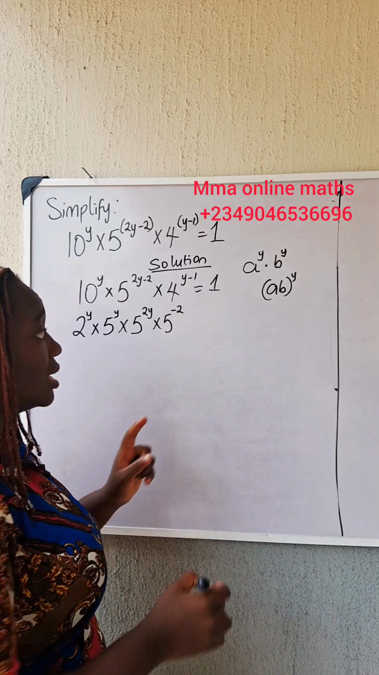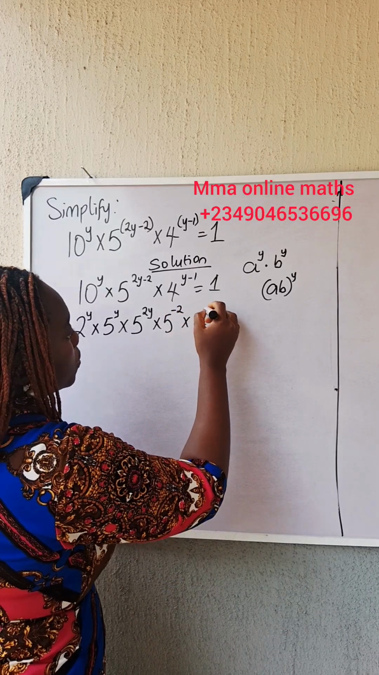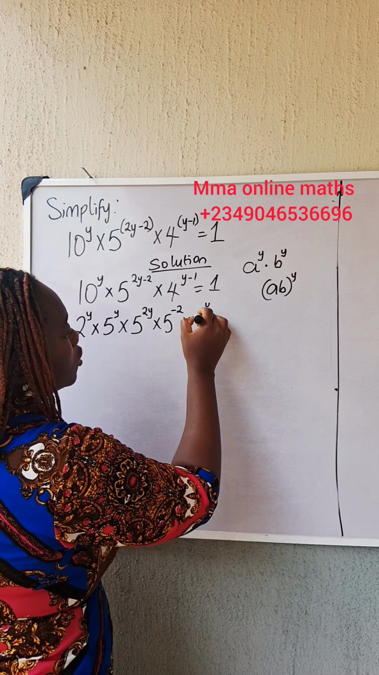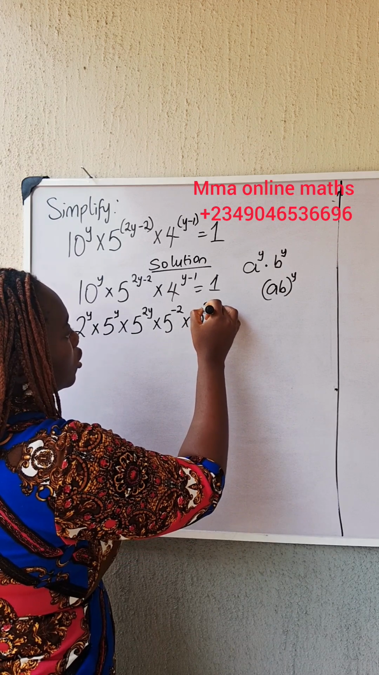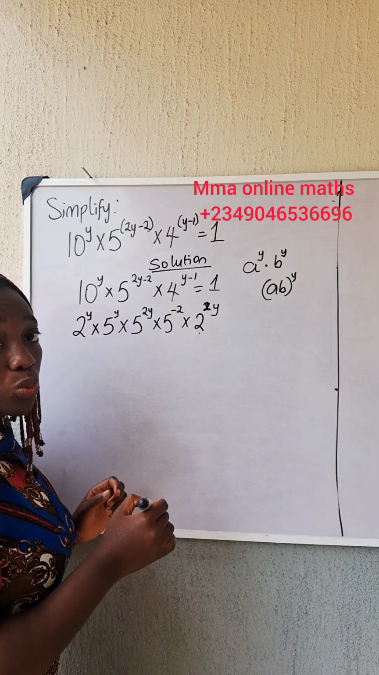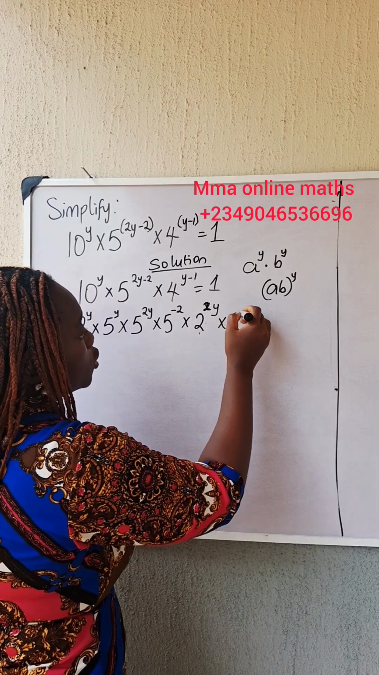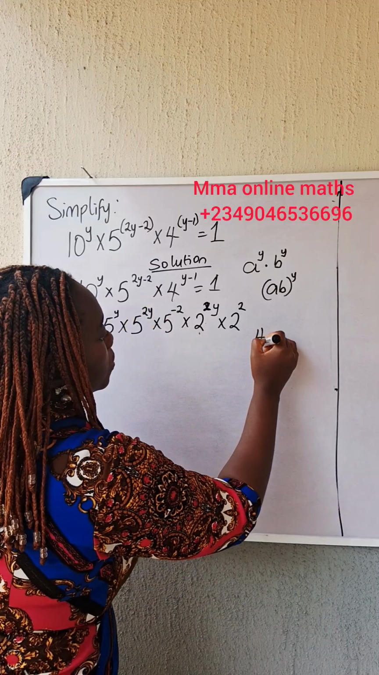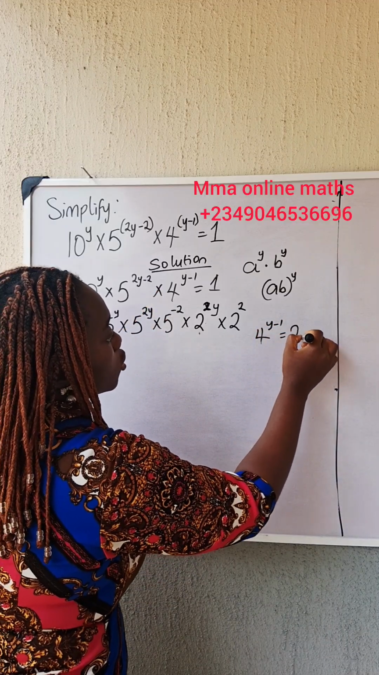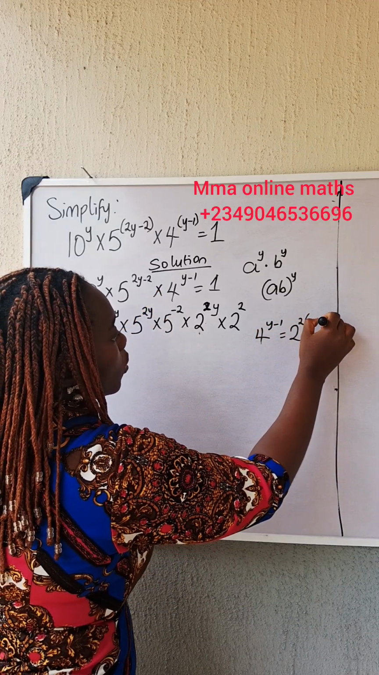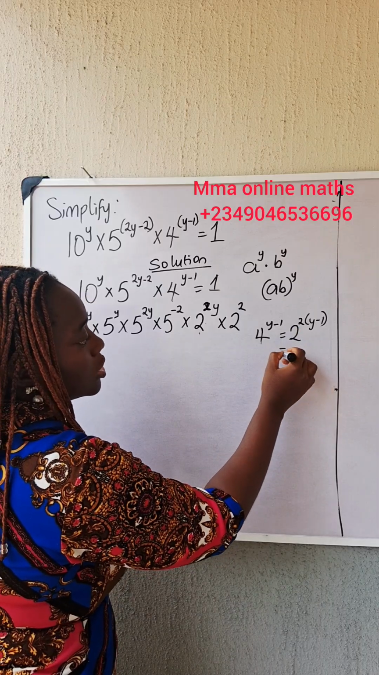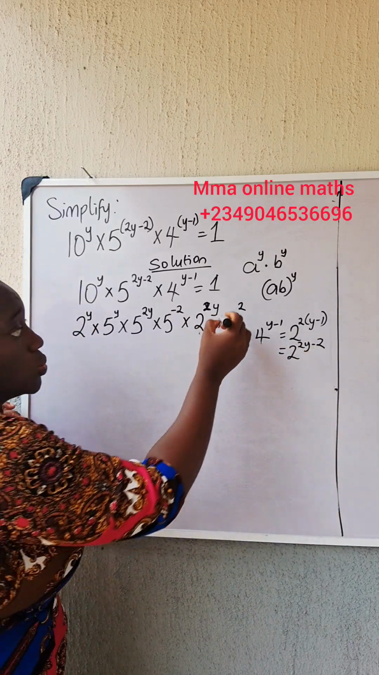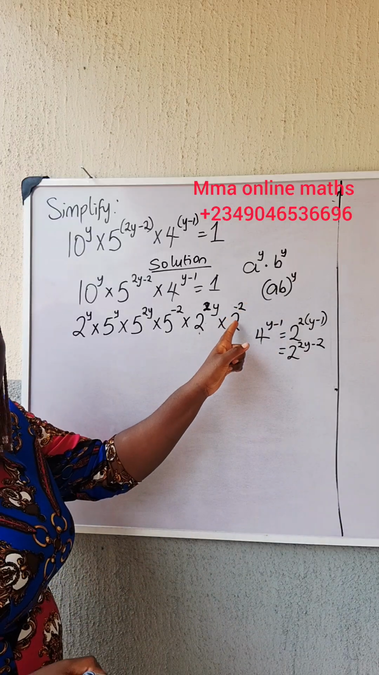I hope you understand this. Times 4 raised to power y minus 1. Let's write 4 in place of 2 raised to power 2. So this will be 2 raised to power 2y times 2 raised to power 2. Now let me clear this off. 4 raised to power y minus 1 will give you 2 raised to power 2 bracket y minus 1. Now multiplying this, we have 2 raised to power 2y minus 2, which is what we did here. Sorry, so this will be minus 2.